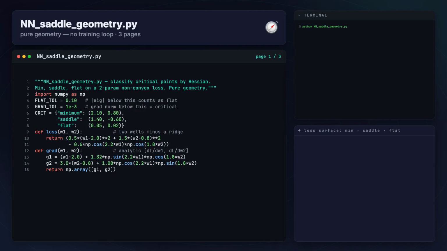So let's compute it instead of hand waving it. The file is nn_saddle_geometry.py. We define one small non-convex loss surface over 2 parameters, find 3 critical points we already know the locations of, and at each one we build the 2 by 2 Hessian, take its eigenvalues, and read off the classification. No training loop, this is pure geometry. The output is the figure you've been picturing the whole episode.